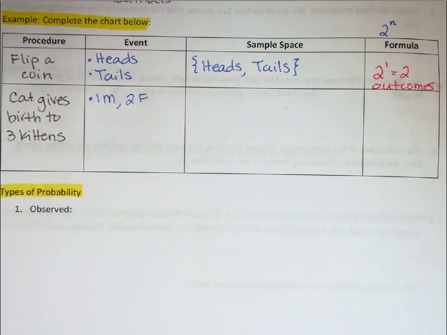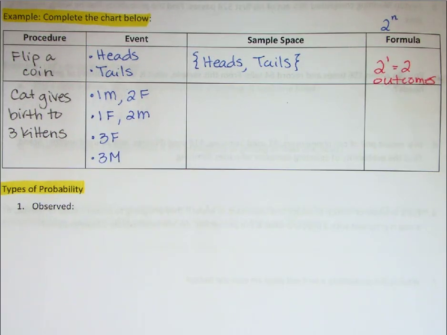Given that this cat can have 3 kittens, one option is that she has 1 male kitten and 2 female kittens. Conversely, she could have 1 female kitten and 2 male kittens. She could also either have 3 females or all 3 males. So let's look at the sample space.